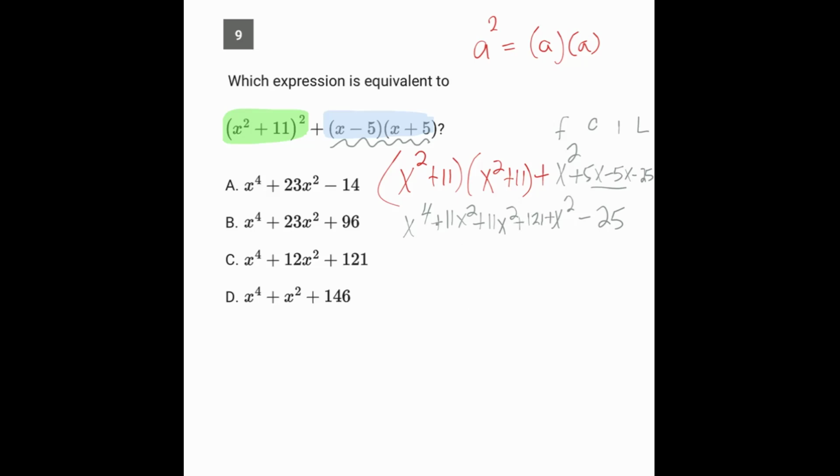So we have all of our terms represented, and now we're just combining like terms. We have a single term with x to the fourth power, so let's bring that down. Then we have this term, and this term with x squared. So we have 11 plus 11x squared. So that's 22x squared. And last but not least, we have 121 minus 25, and that's going to be 96. So this all matches the answer, which is B.